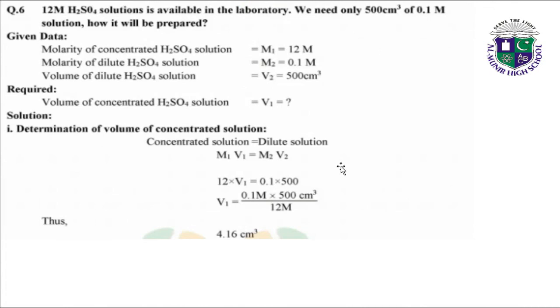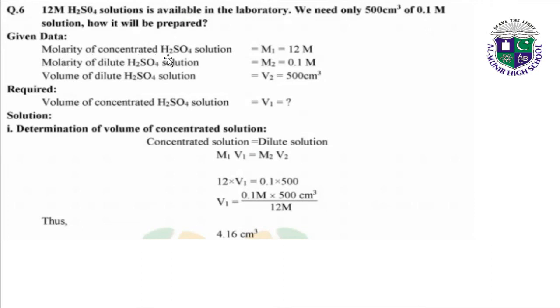Question number 6. 12 moles H2SO4, sulfuric acid. H2SO4 is sulfuric acid and it is the king of chemicals. Solution is available in the laboratory. We need only 500 centimeter cube of 0.1 mole solution. How will it be prepared?